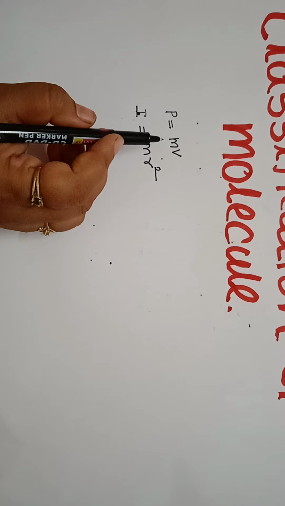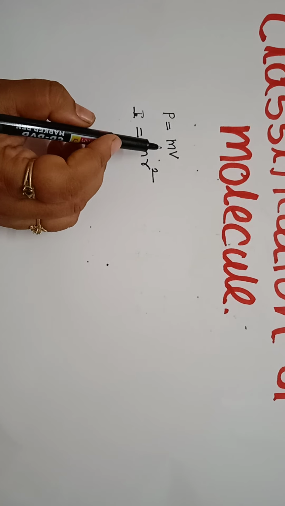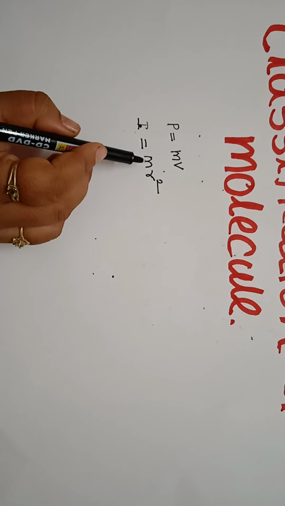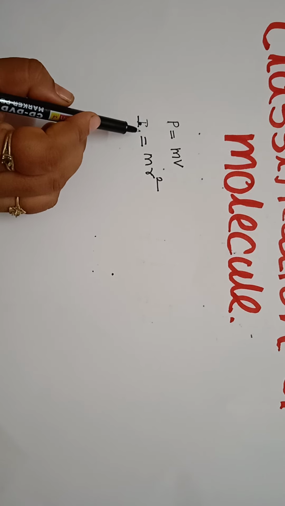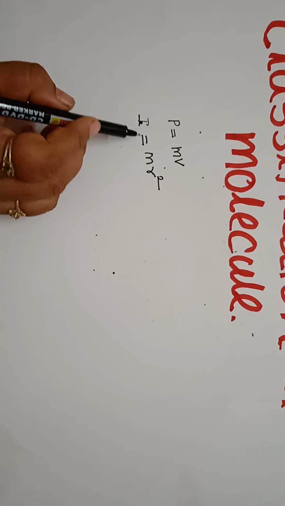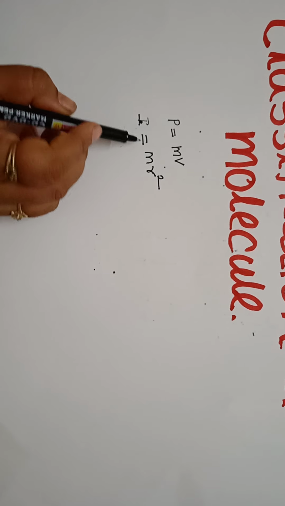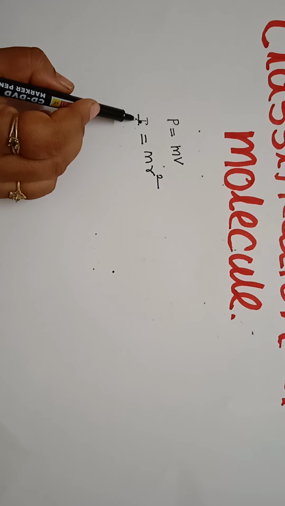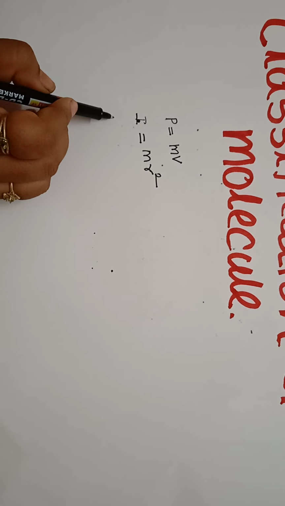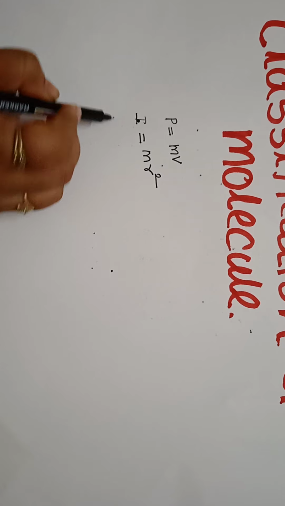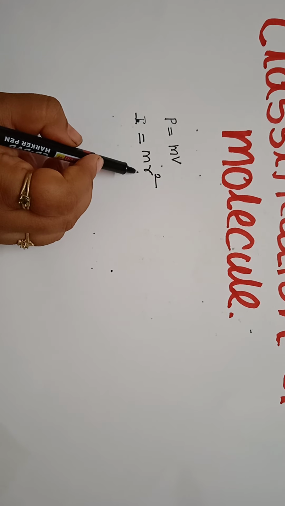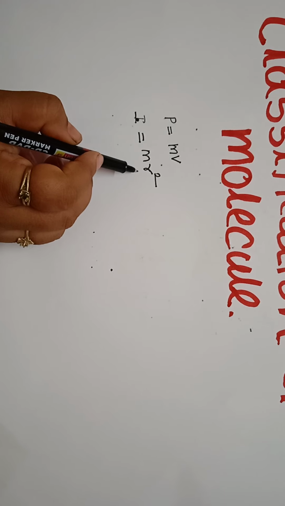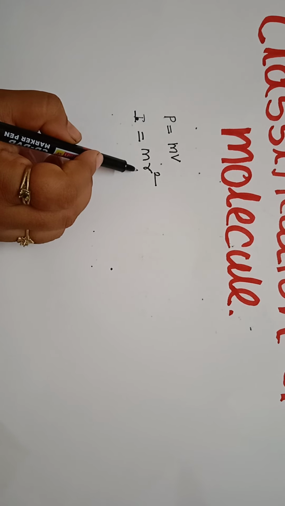Similarly, for rotational motion, I is equal to mr square. This is called the moment of inertia, and it is important for our point. And r is the distance from the center of gravity to the particle.